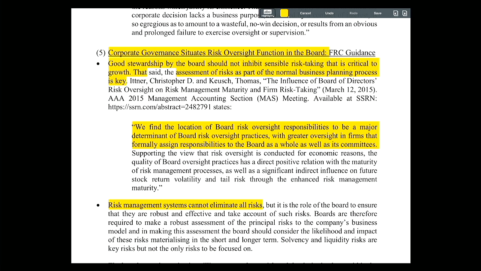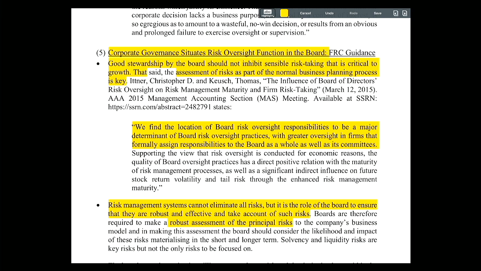But the point is that you should have processes in place. It is the role of the boards to ensure that they are robust and effective and take account of such risks. So you have to have a robust assessment of the principal risks. You'll notice that the term principal risk keeps on coming up again and again. It used to be called significant, but they shifted, but I don't think they meant any real change in the meaning. But the idea basically is that the board should constantly think about risk and should constantly think about the principal risks that the company faces.